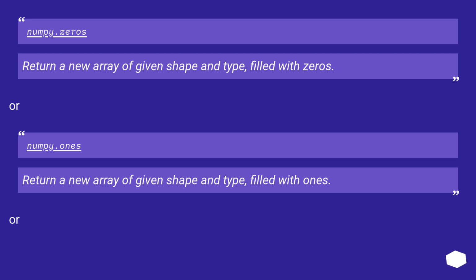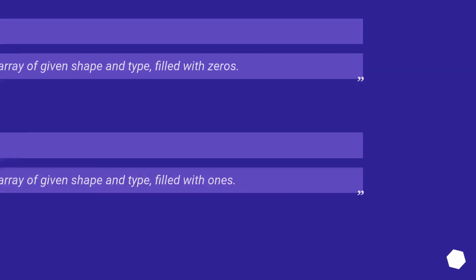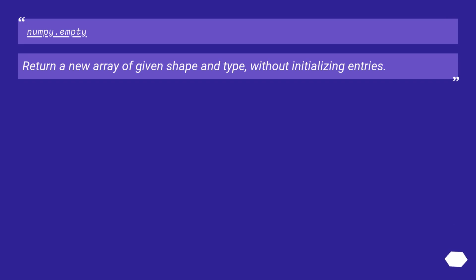numpy.zeros returns a new array of given shape and type, filled with zeros. Or numpy.ones returns a new array of given shape and type, filled with ones. Or numpy.empty returns a new array of given shape and type, without initializing entries.